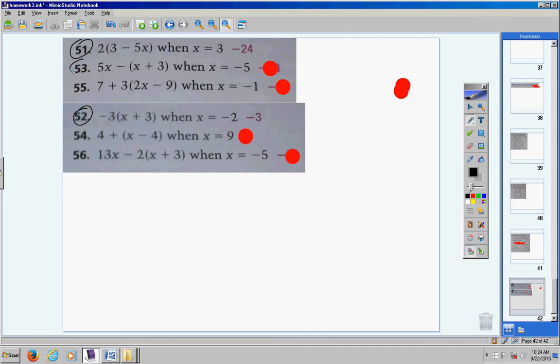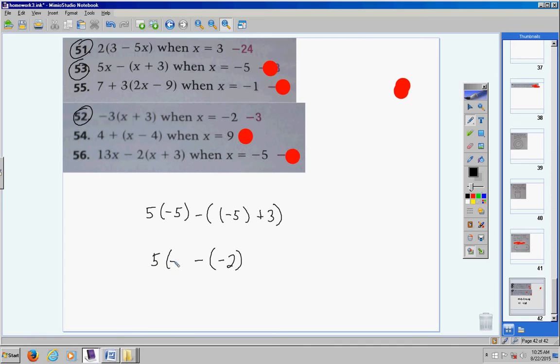Number 53. 5 parentheses for your x. Put negative 5 in. And a negative sign. Then x. Put a negative 5 in. And then positive 3. Okay? Now, let's start inside this big parentheses first. They're not side by side, so they're not multiplying, okay? Negative 5, positive 3, you owe me 5, you pay off 3, you still owe me 2, okay?